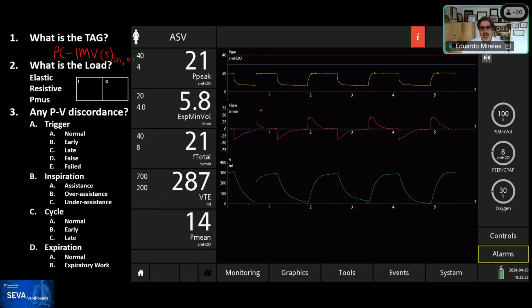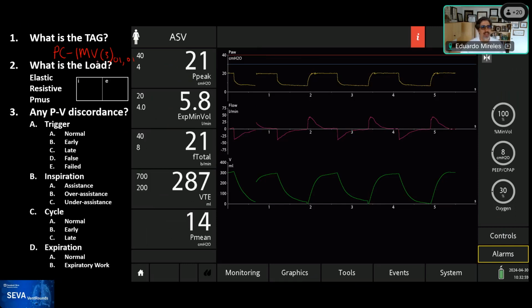So how do we know that it's pressure control? Just by looking at the waveforms, you have an exponential decay in the flow waveform because we're controlling the pressure, and you can see that the pressure is constant throughout the breath. So this is pressure control with exponential decay here.